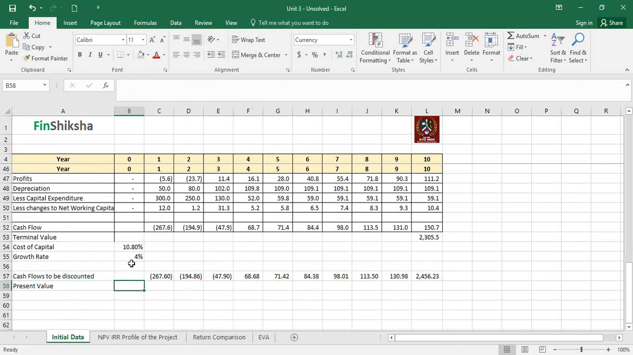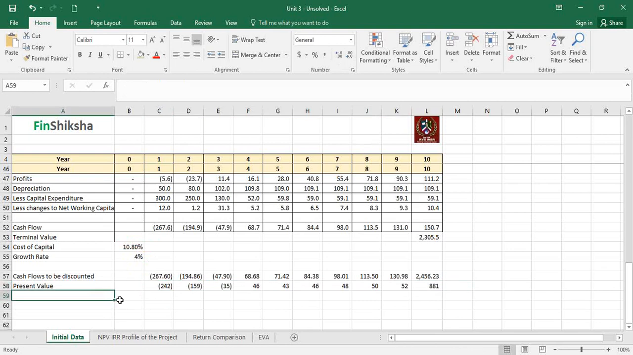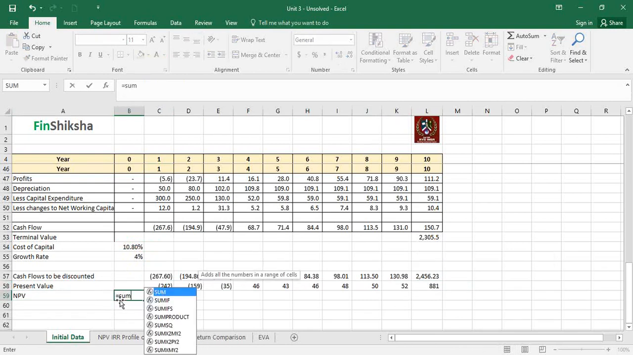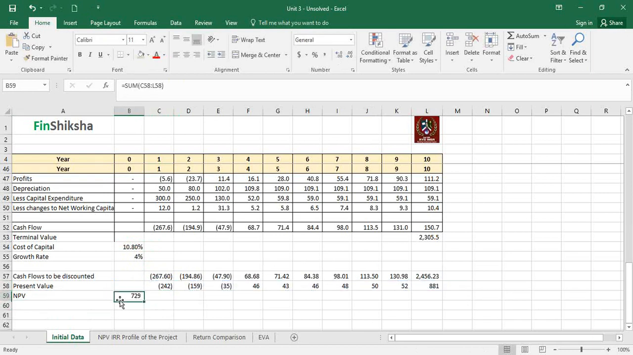Alternatively, I can find the present value of each one of these cash flows divided by 1 plus the rate of cost of capital raised to the power of the year of discounting, 1 plus r to the power n, right? And I can track all of this till here, and we can do an NPV calculation. That's the sum of all these, which was the same as 729 that we had seen earlier. So 729 crore is the net present value of this project.